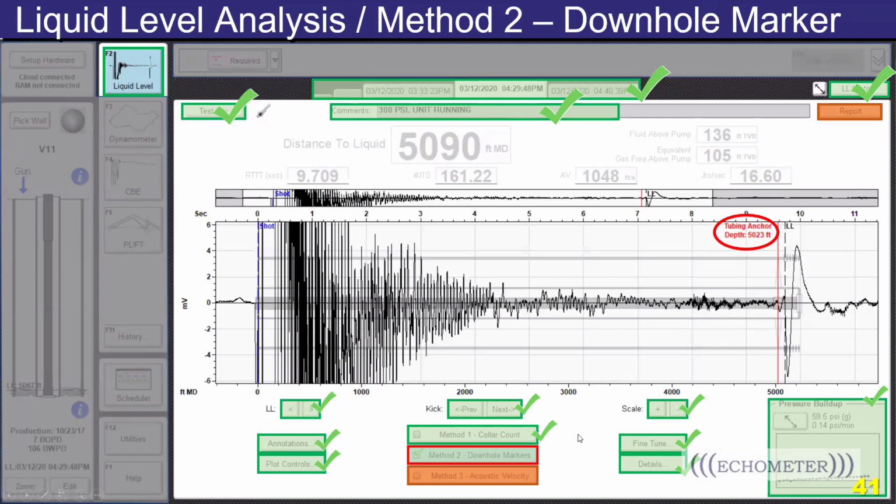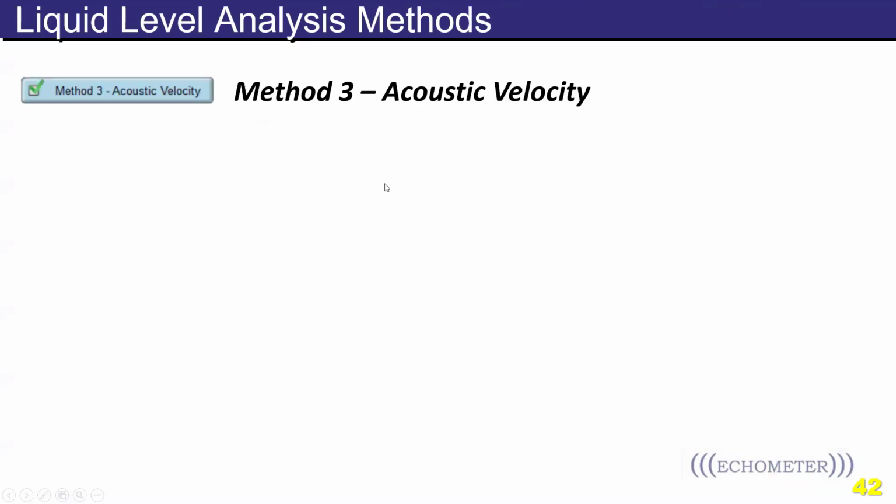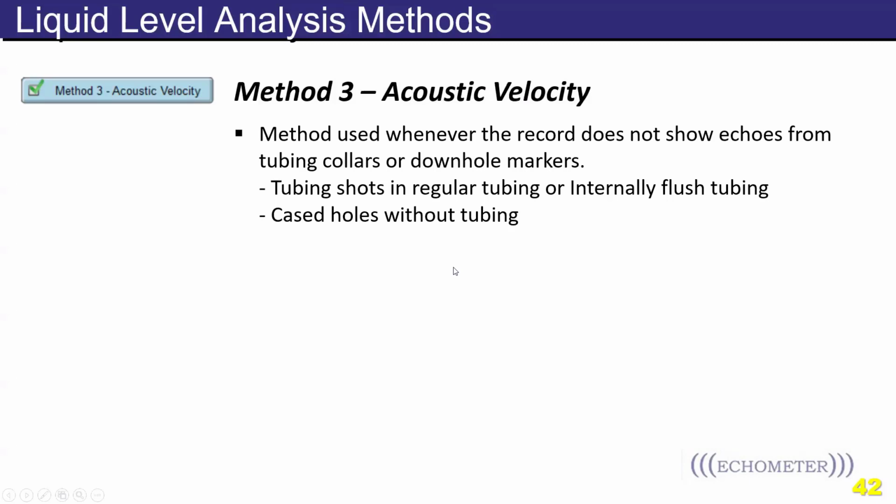Okay, that leaves us with one more method, which is method number 3. For wells where you don't have a collar count or a good collar count, where you don't have a downhole marker or a deep downhole marker that may be useful, you are running out of options, and then you need to use different information to calculate the acoustic velocity, and that will be the acoustic velocity method, which has some options in there.